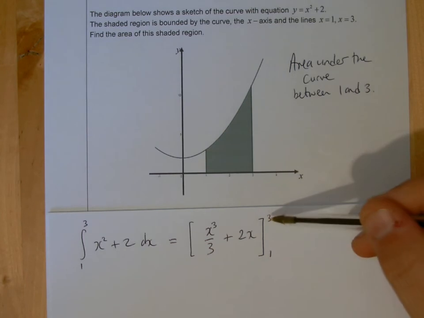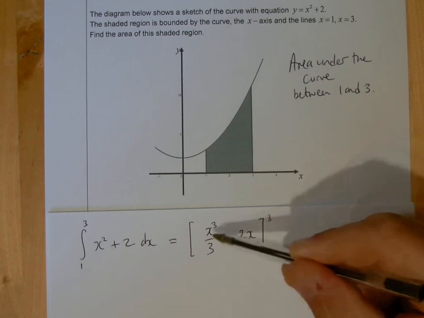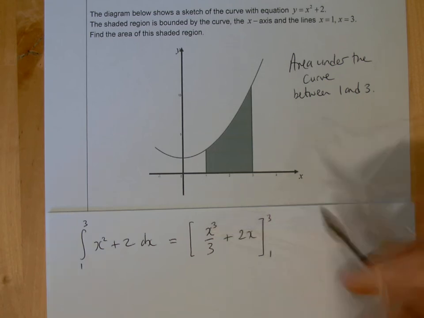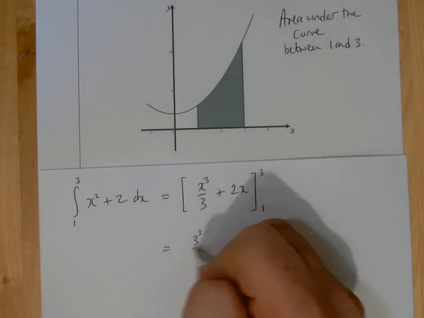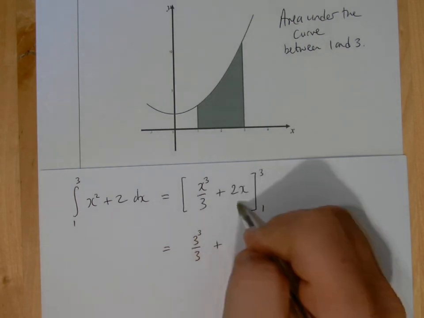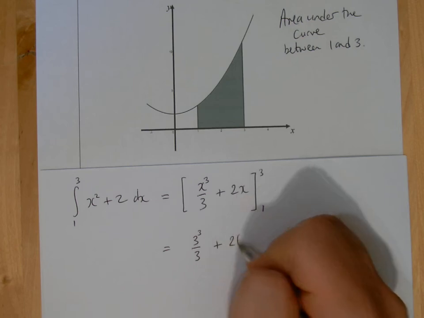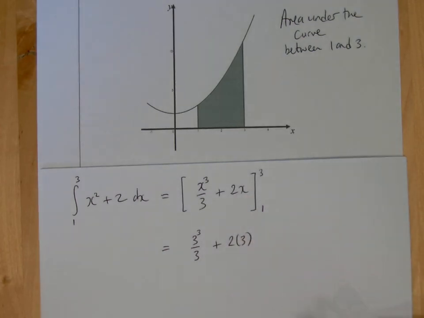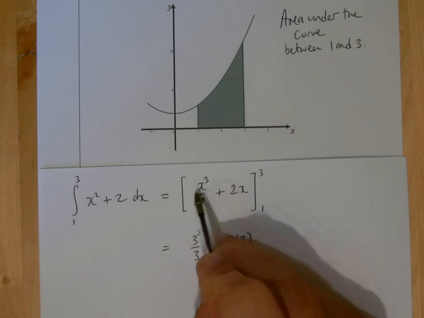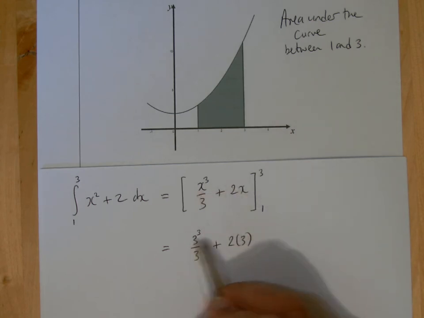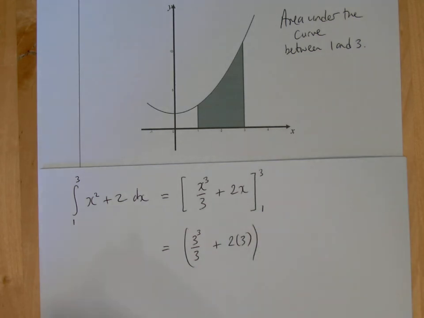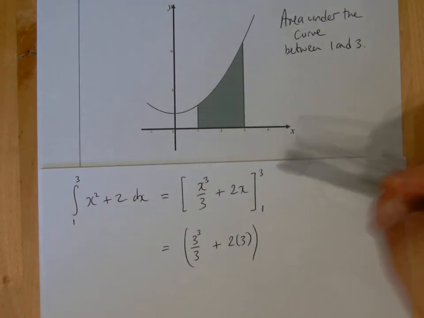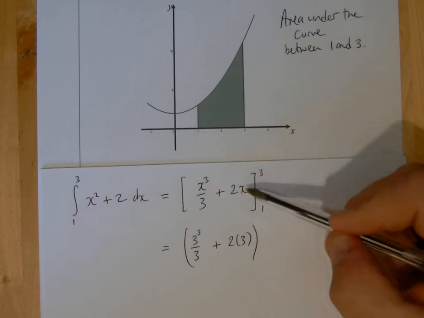What you do is you start off with the upper limit, the upper value, the one on the top here, and you substitute it into the whole thing here. So you literally put in 3 cubed divided by 3 plus 2 times 3. And what might be nice, because this is like two terms here, is to put it in a big bracket just to make it clear there. So we put that upper value in here.